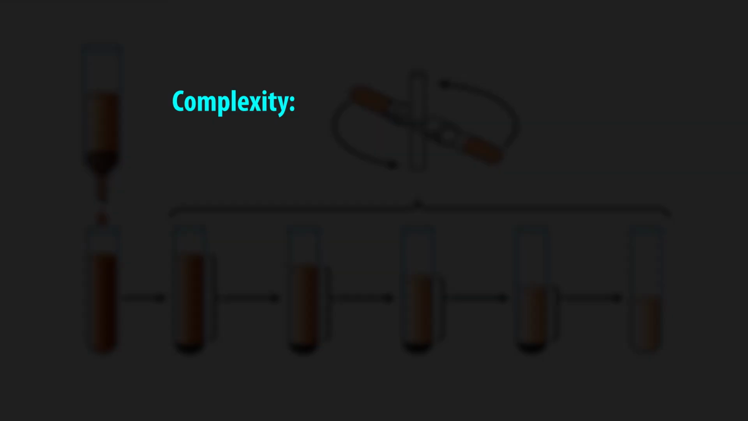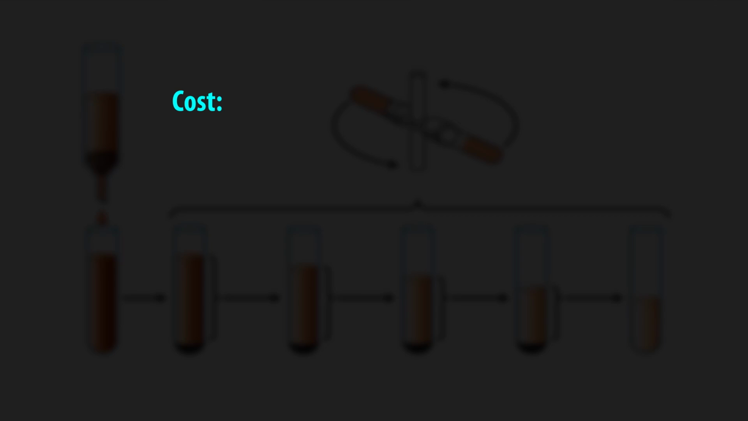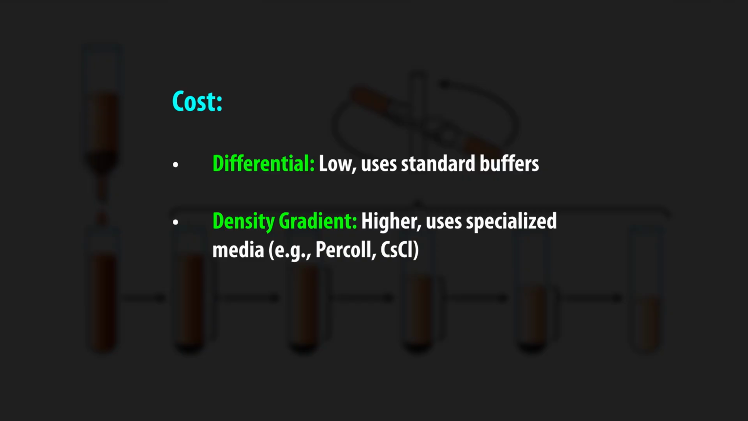Next is the complexity. In differential centrifugation, it is simple and minimal steps are required. But in density gradient centrifugation, it is complex and requires gradient preparation. Next is the cost. Differential centrifugation is low cost and uses standard buffers, but density gradient is high cost and uses specialized media, for example Percoll or cesium chloride.